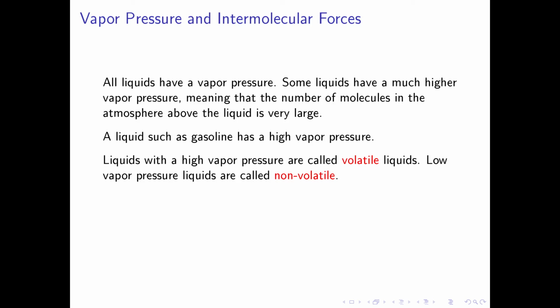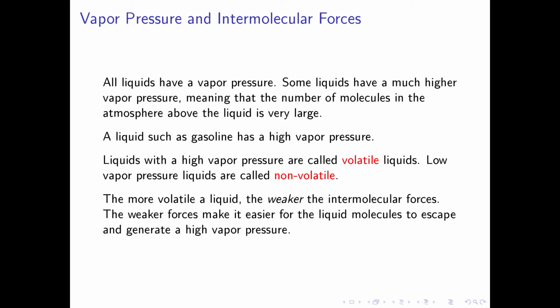Liquids with high vapor pressures are called volatile liquids. Low vapor pressure liquids are called non-volatile. The more volatile a liquid, the weaker the intermolecular forces. The weaker forces make it easier for the liquid molecules to escape and generate a high vapor pressure.